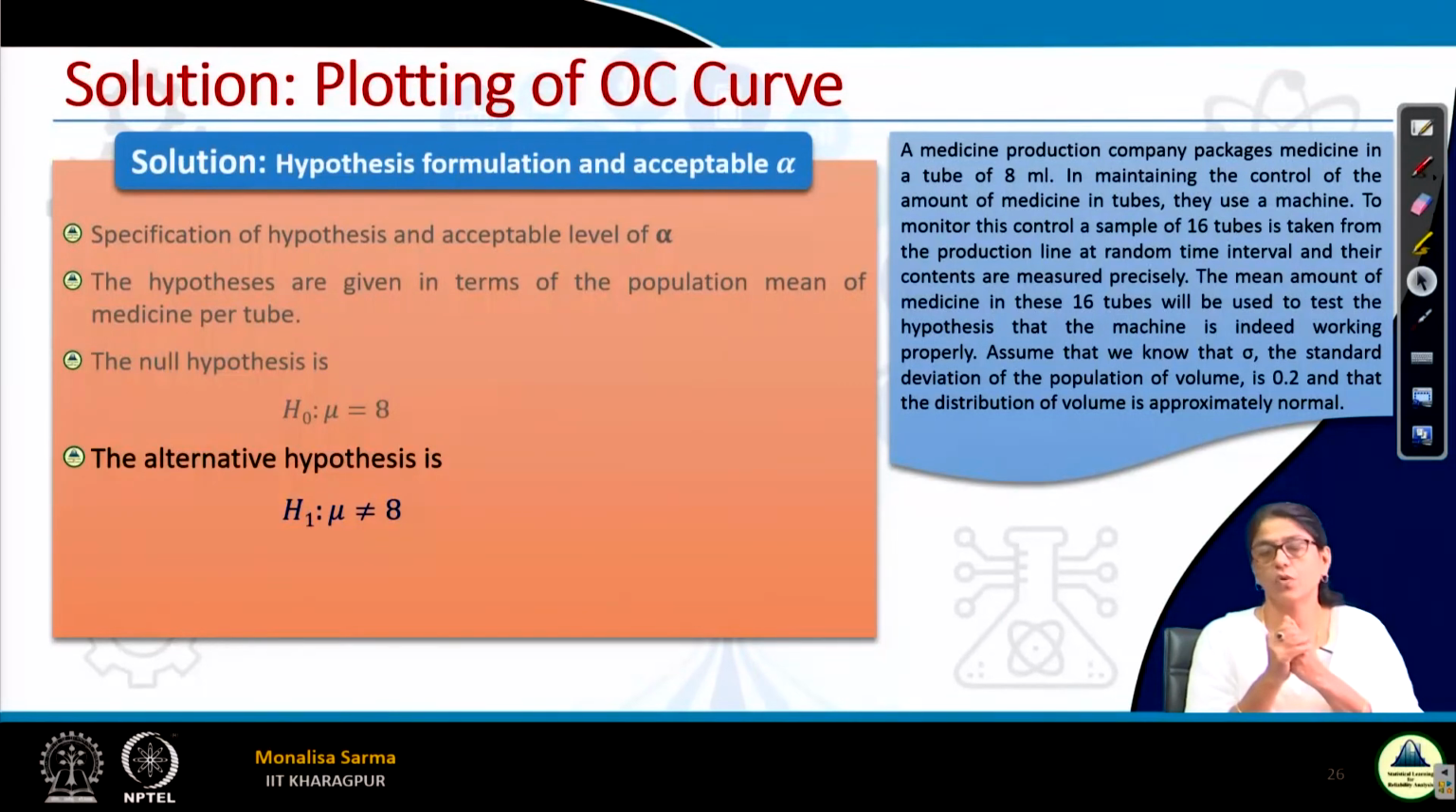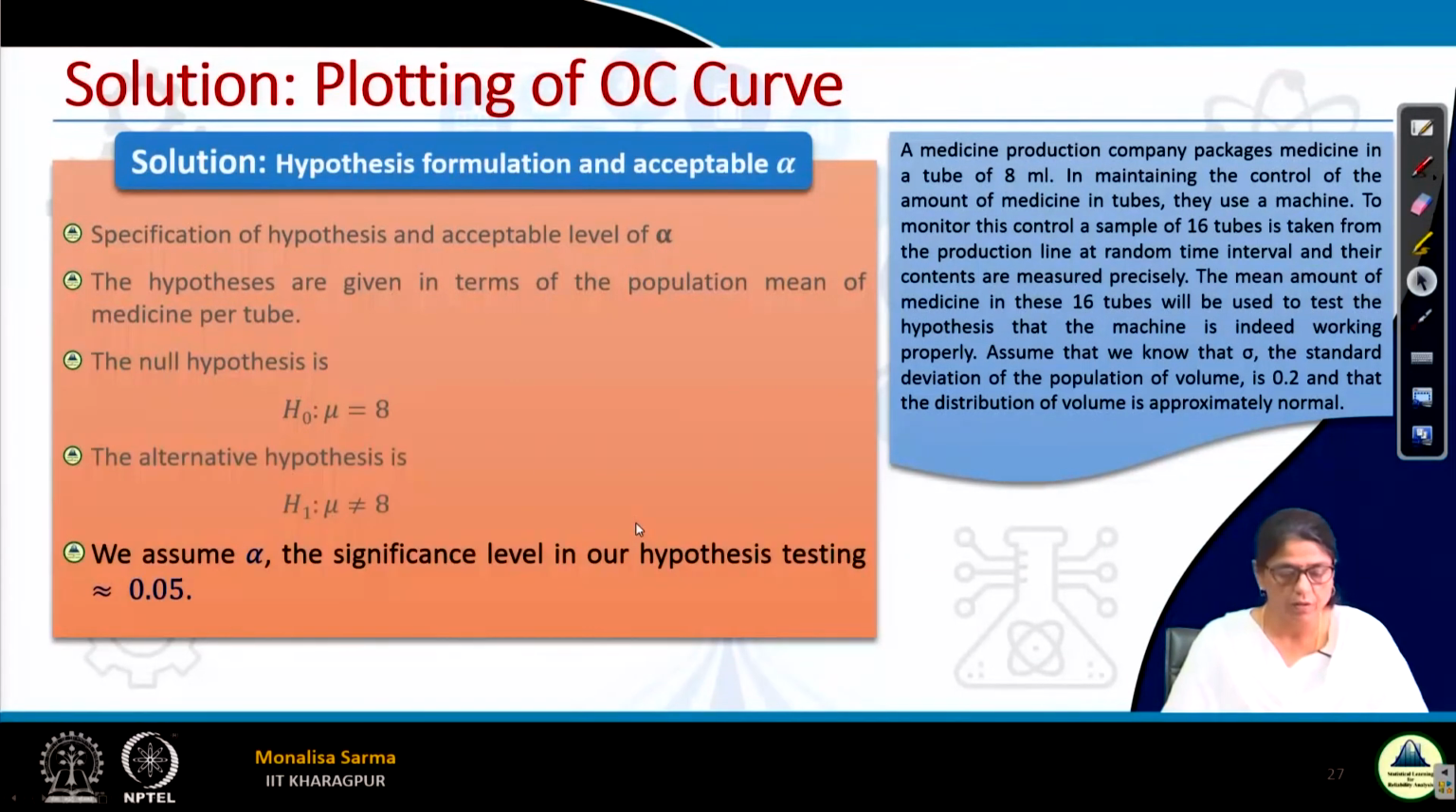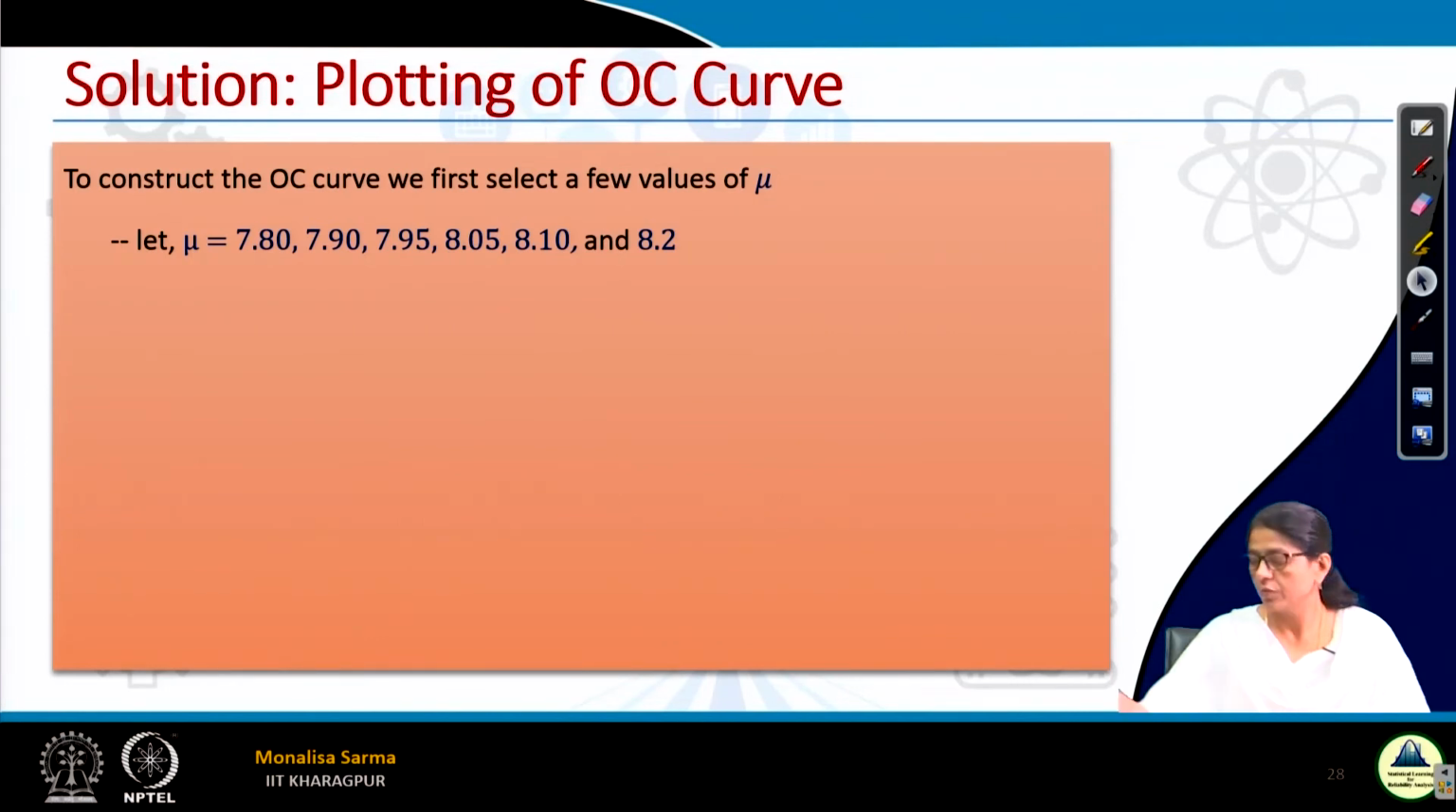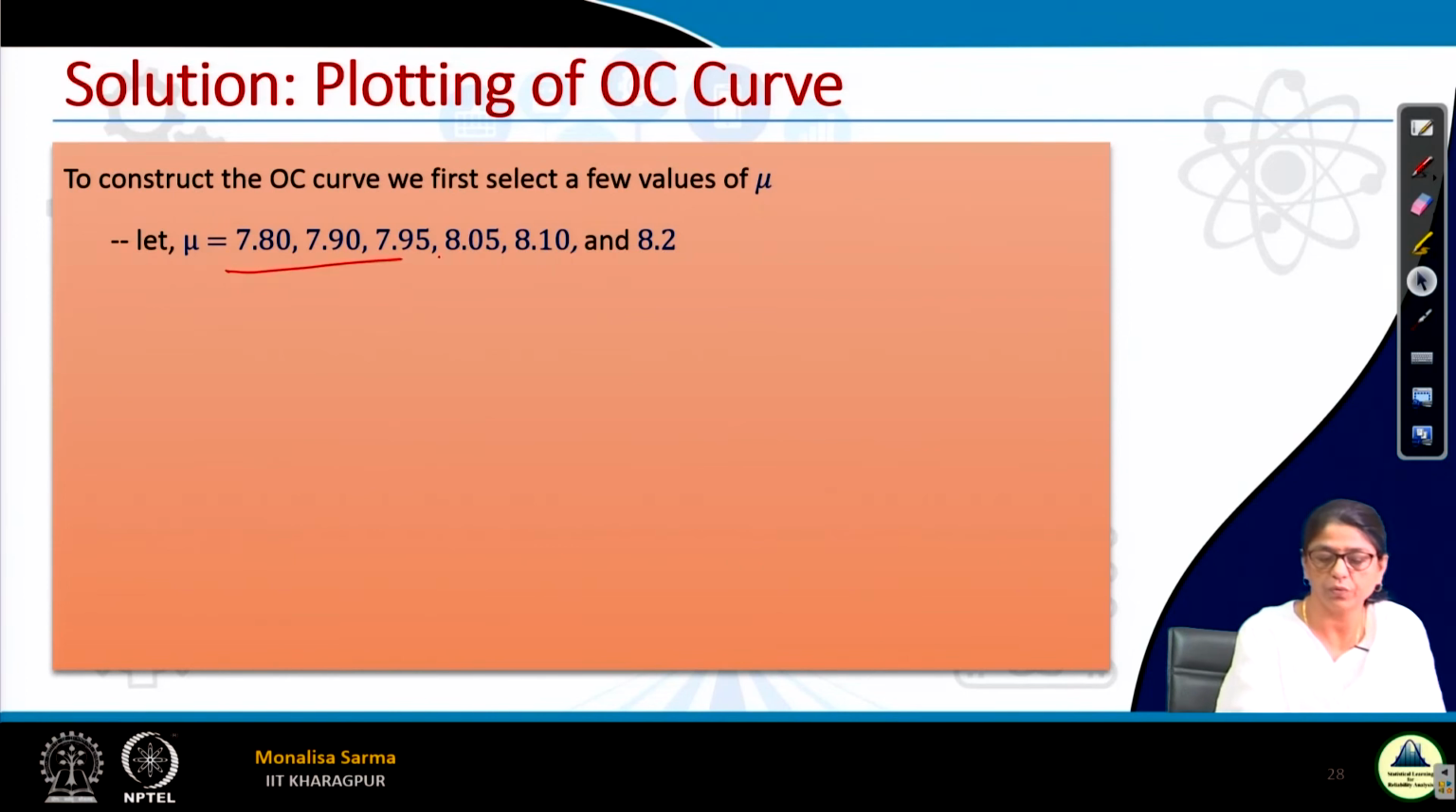So basically, I have just told 7.9 or 8.1, but when I specify the significance level, from the significance level I could find out my critical region, or the start of the rejection region. Okay, so now here, we'll have to find out the value of beta for different values of mu, because mu is not equal to 8.